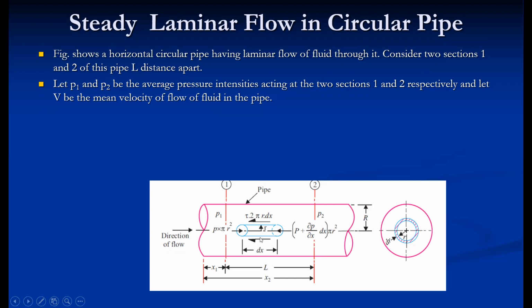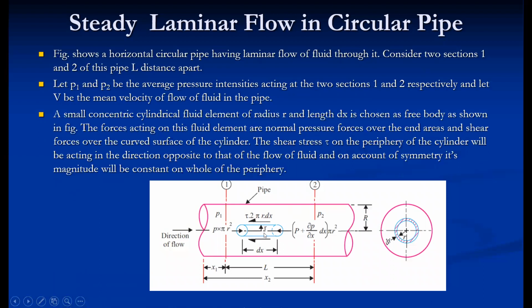Now, in order to investigate the velocity and shear stress distribution across the cross section, we consider a small cylindrical concentric element of radius small r and length dx. We consider the forces acting on this cylindrical element, that is pressure forces on end faces and shear forces on the circumference. The pressure force on the left face is pressure intensity into pi r square.